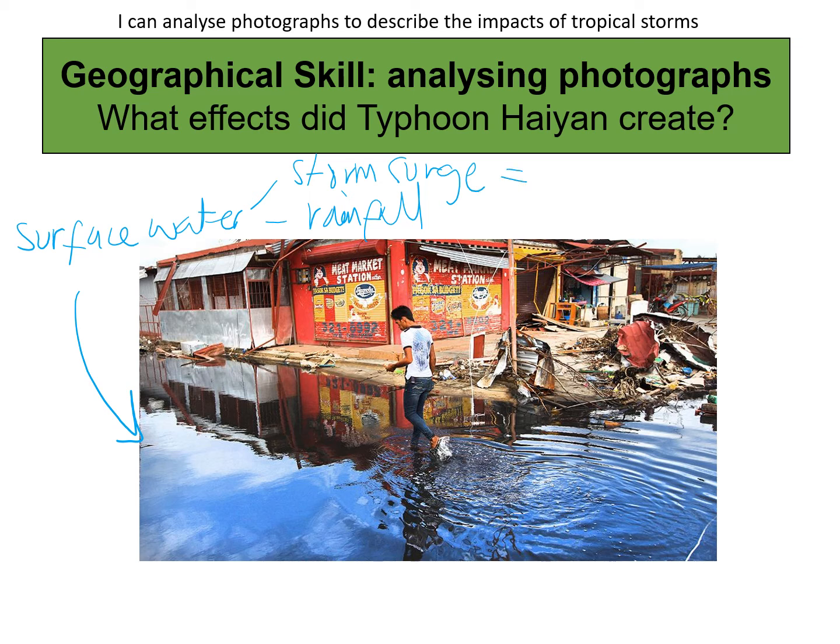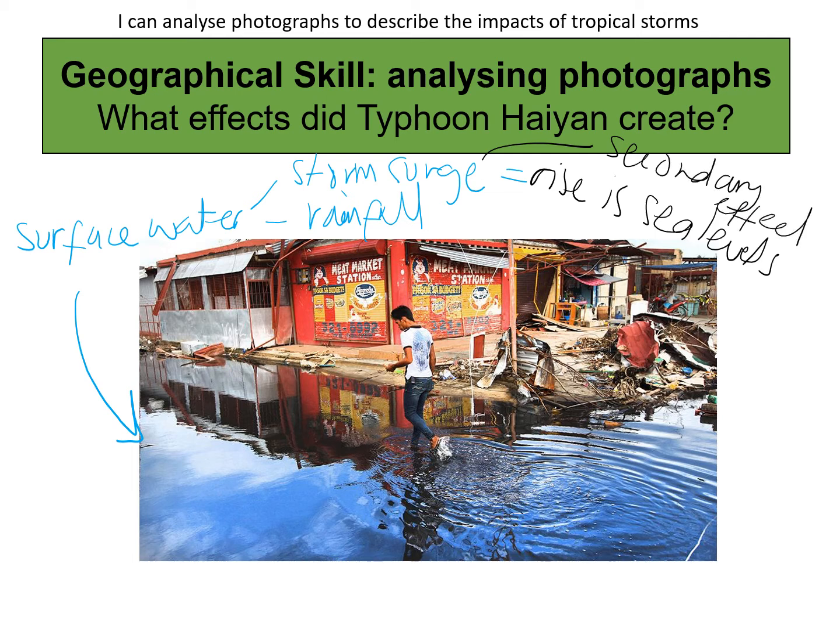Now, the storm surge is a key word that we need to be aware of. So a storm surge is when we have a rise in sea levels. So it's an abnormal rise in sea levels. It's not a little rise, that occurs during tropical storms. So a storm surge is a direct impact of a tropical storm. So we could say that a storm surge was a secondary effect. So it's happened because of the tropical storm, which has then led to this flooding.